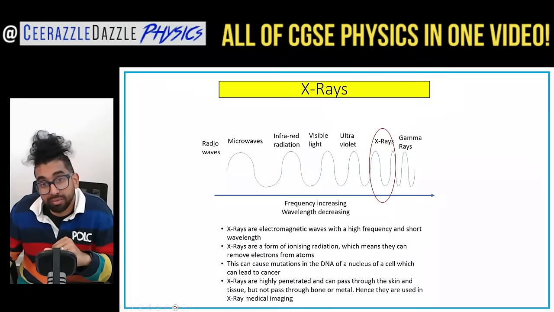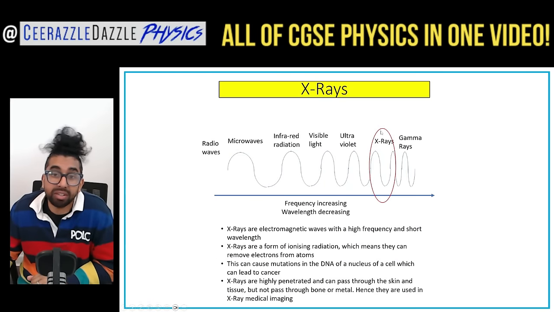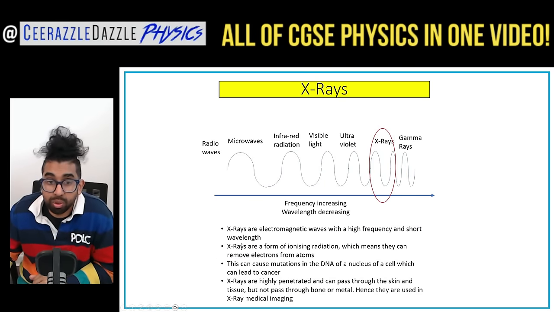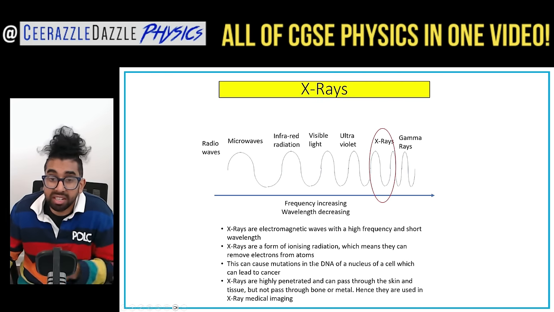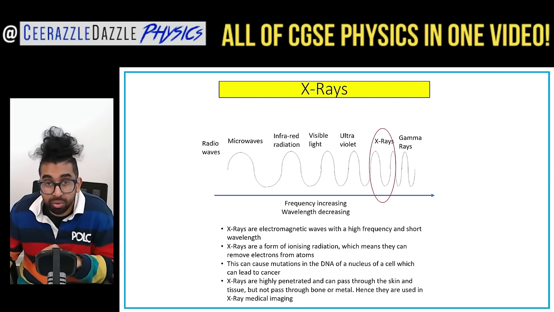X-rays. So first of all, just a little focus upon X-rays. X-rays are further down the spectrum over here. They're electromagnetic waves of a high frequency and short wavelength. They are a form of ionizing radiation. They can cause mutations and lead to cancer, but they can pass through certain materials and they are absorbed by certain materials. Hence why they are used in medical imaging.